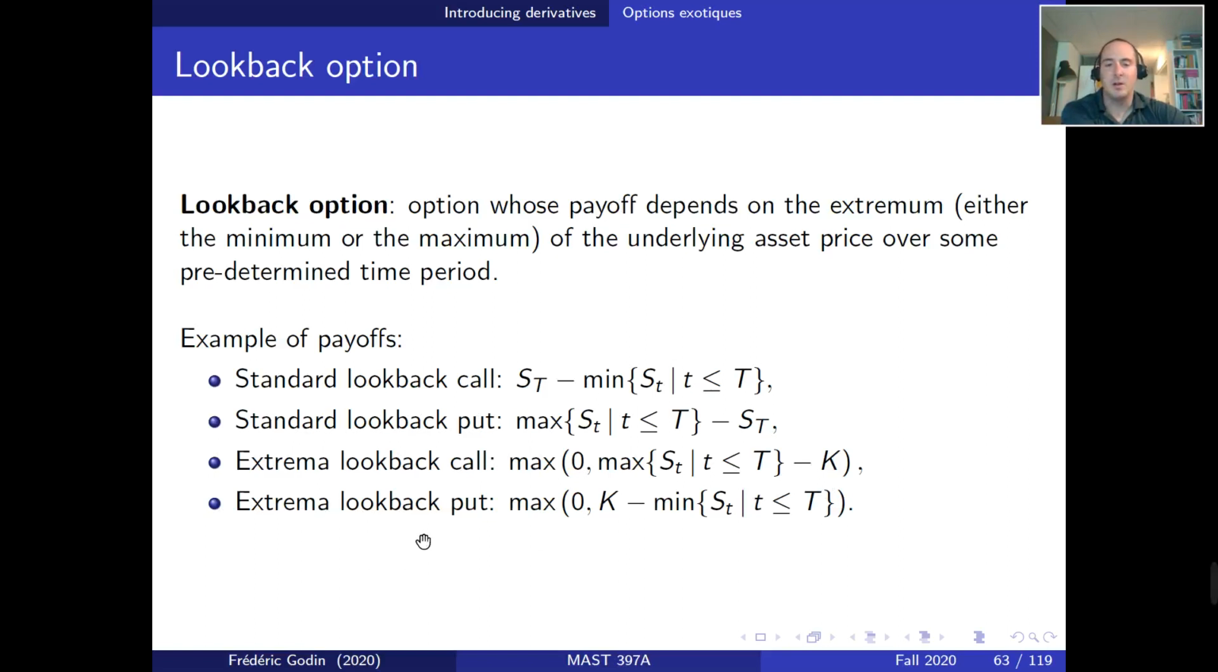Finally, we have the extrema look-back put, where the payoff is exactly like the formula for a put option, but instead of S_T, the underlying asset value at the maturity, it is replaced by the minimum of the underlying asset value across the period between time 0 and time T, which is the maturity of the option. So we can see that look-back options have payoffs which depend on either the maximum or the minimum of the underlying asset over some period.